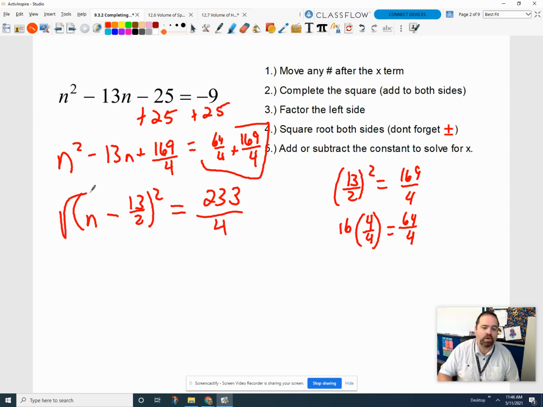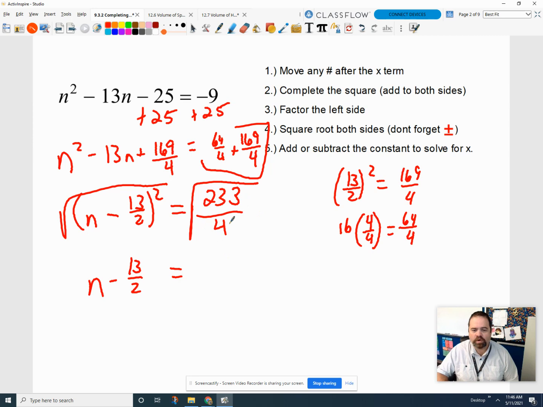So when I take the square root of this side and the square root of this side, yep, we are still doing square roots. These are some ugly fractions. Here's the cool thing. The square root of a square just spits out the n minus 13 over 2. The square root of this nasty fraction is going to be positive and negative square root of 233 over 2. Where'd that 2 come from?